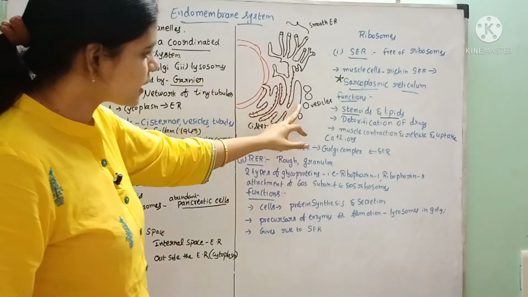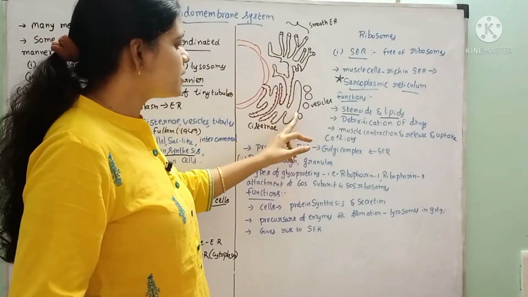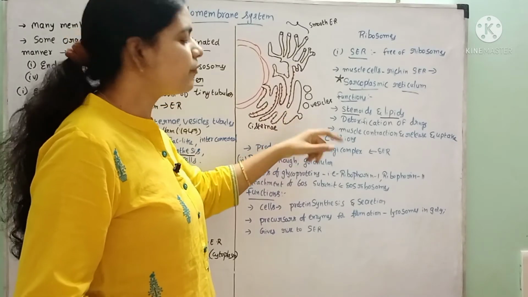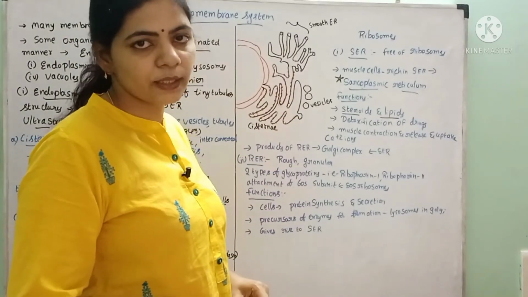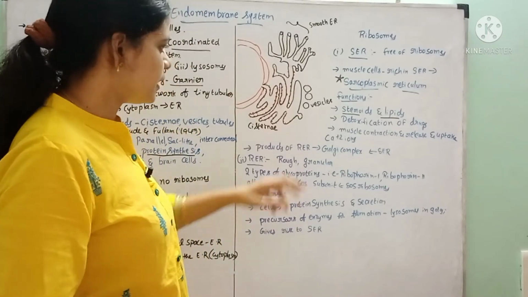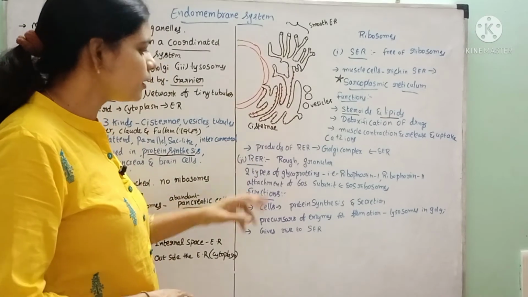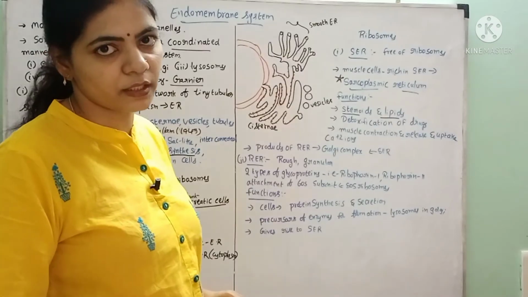Here, see, these vesicles are present, right? These vesicles are pinched off from the endoplasmic reticulum. They will carry the proteins to the Golgi apparatus. They are nothing but the smooth endoplasmic reticulum only. The vesicles are also. Next one is the rough endoplasmic reticulum.